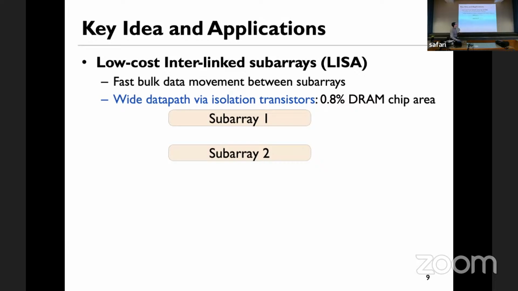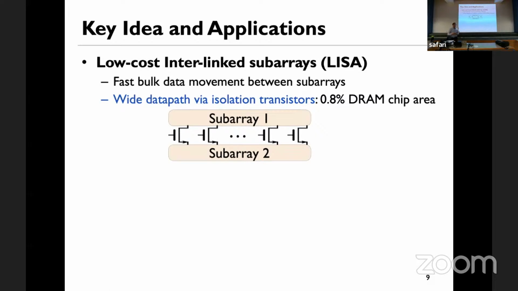Subarrays normally are not connected to each other. They basically have no connection between them. We're going to add these isolation transistors that we introduced in Tiered-Latency DRAM within a subarray. But now we're going to add them between subarrays. So if you enable these transistors, this subarray will be connected to this subarray. So the bit lines will be connected.